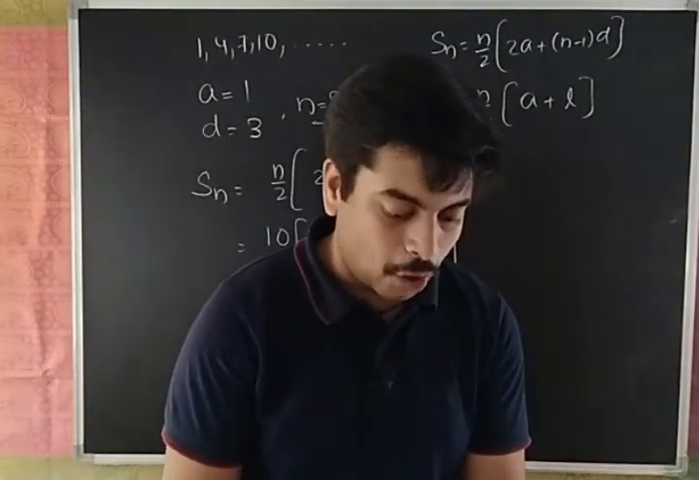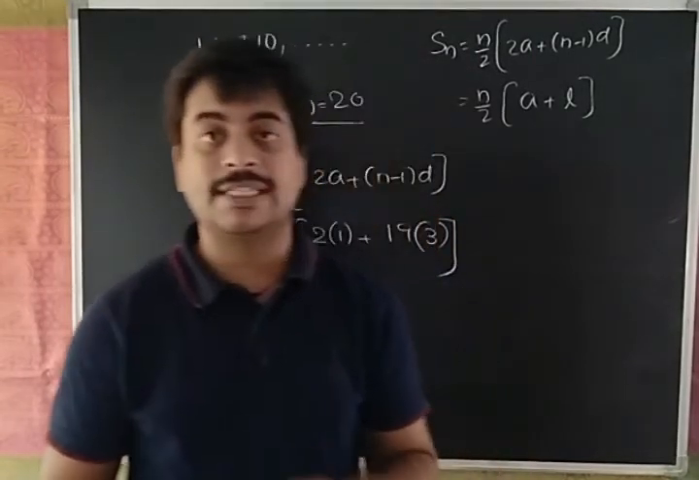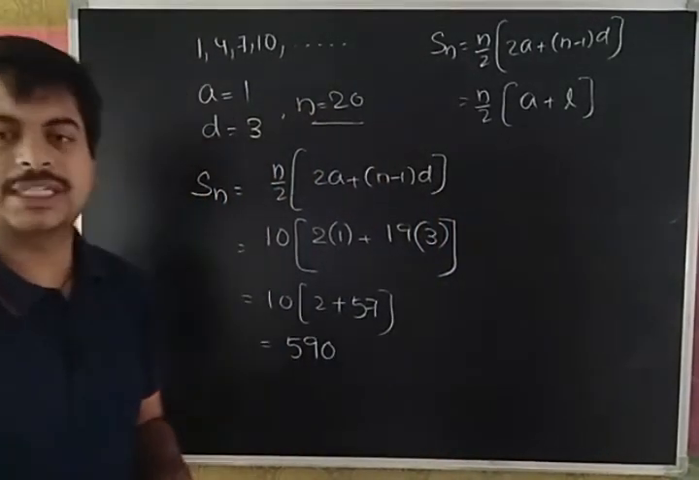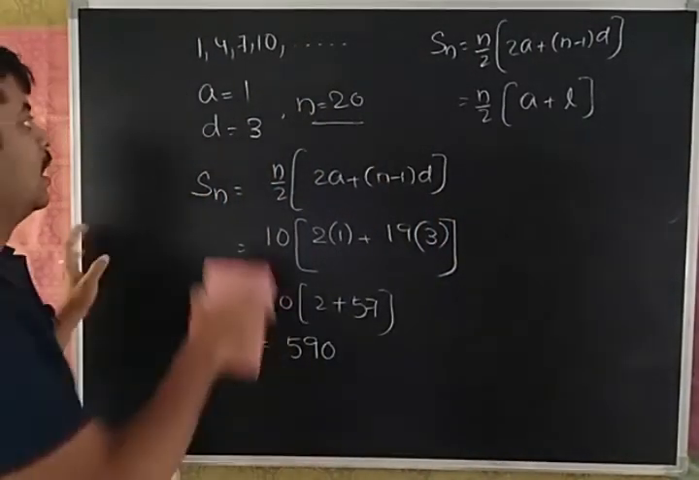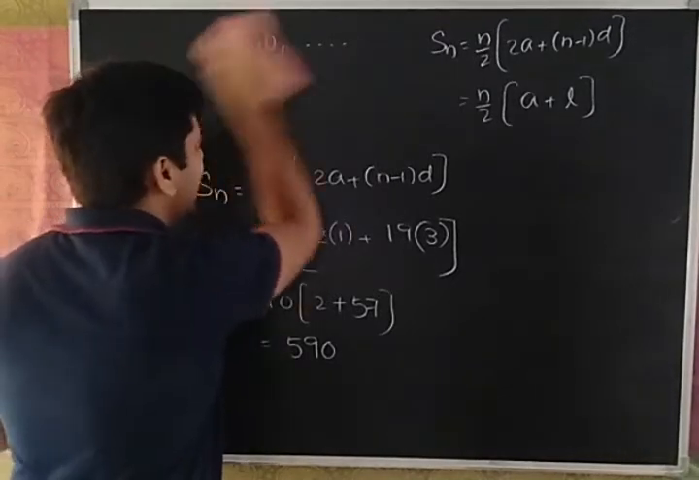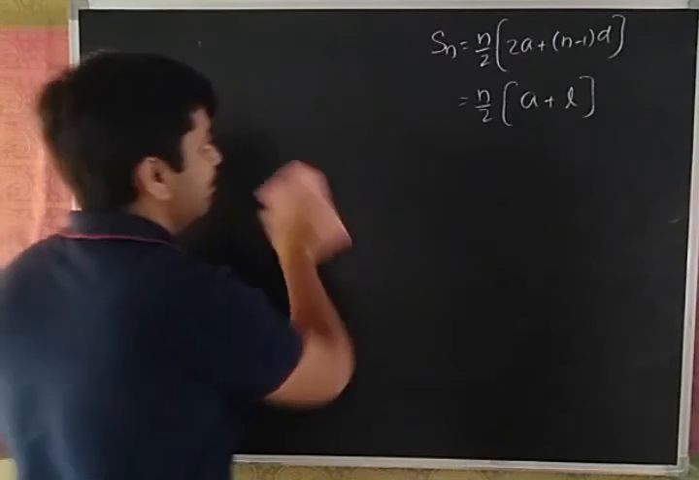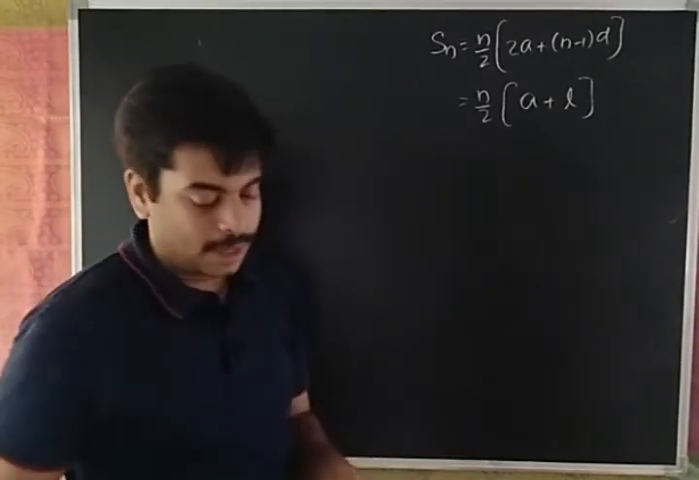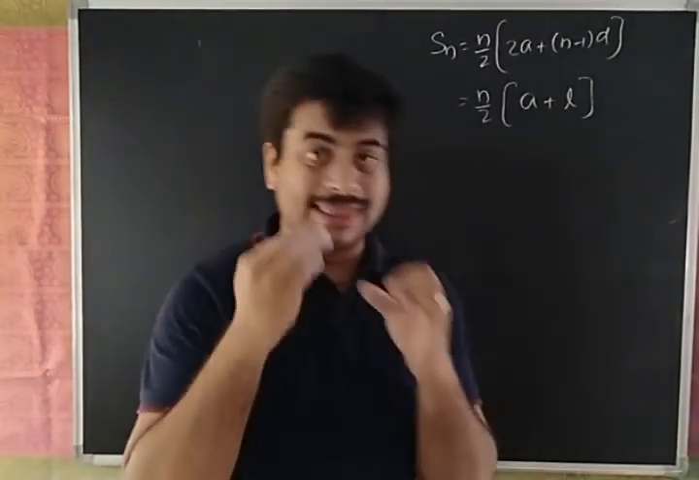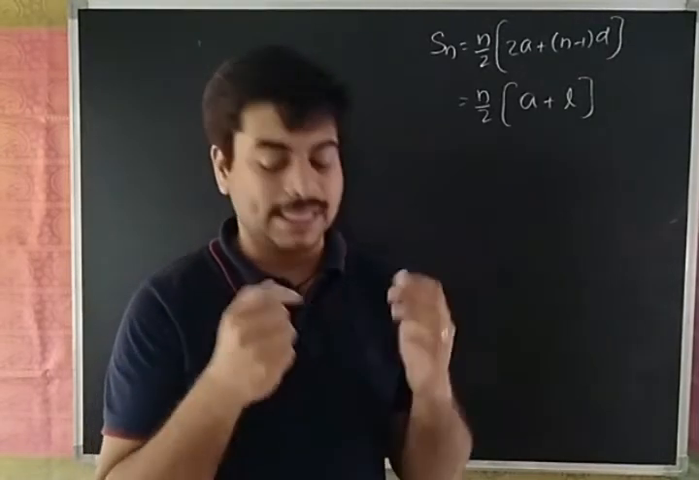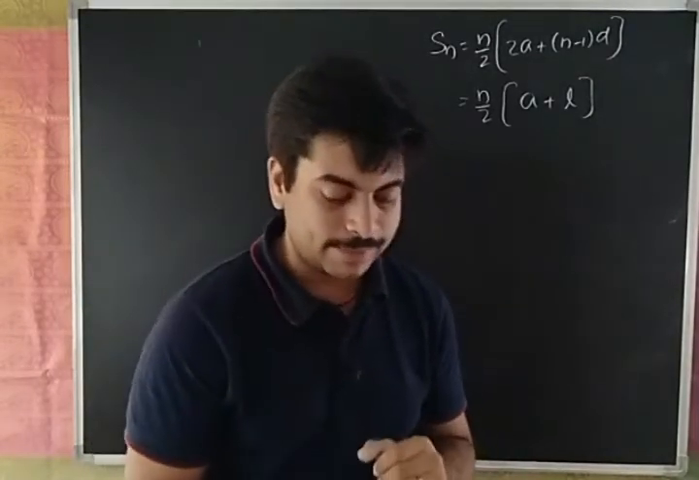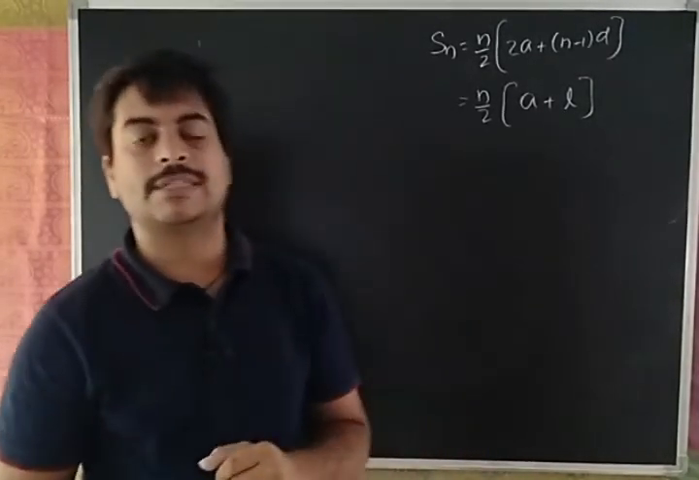Alright, let us have one more question. Find the sum of all 3-digit numbers which are divisible by 7. What a question it is. How is this linked with AP? Let us check. What was the question? Find the sum of all 3-digit natural numbers which are divisible by 7.